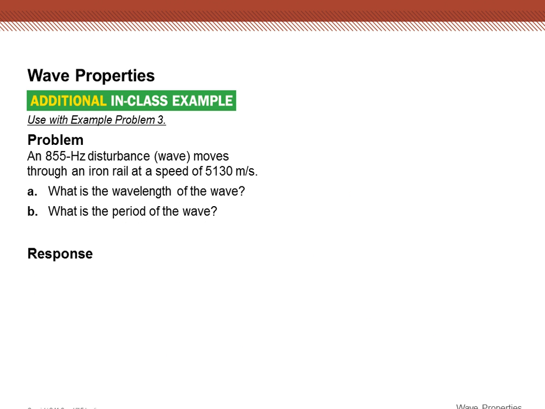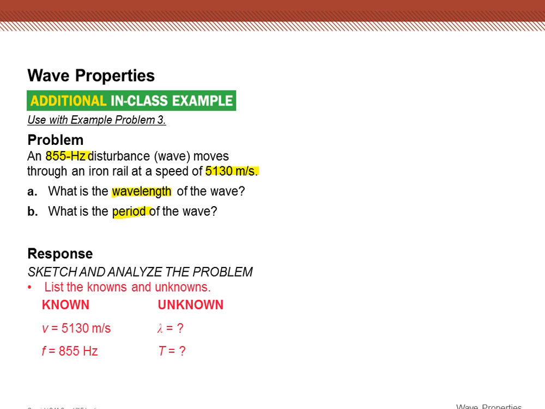Let's look at a quick example using some of these equations. Let's say we have an 855 hertz disturbance, and remember this 855 hertz, that's telling us that it's going through 855 cycles every second. And this wave moves through an iron rail at a speed of 5,130 meters per second. So we're given the frequency f and we're given the speed v. We want to know what is the wavelength of the wave and what is the period of the wave. Well, let's look at what's the given information that we have, and we can list that out. And we just stated that we have the velocity and the frequency, and we're looking for lambda and T.